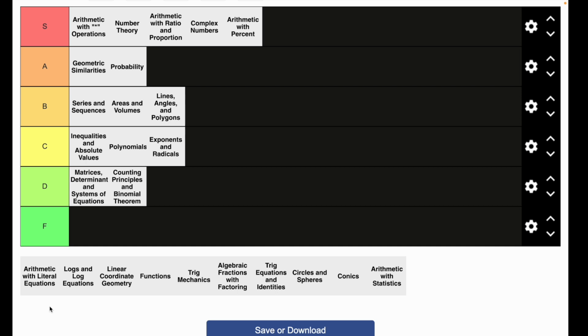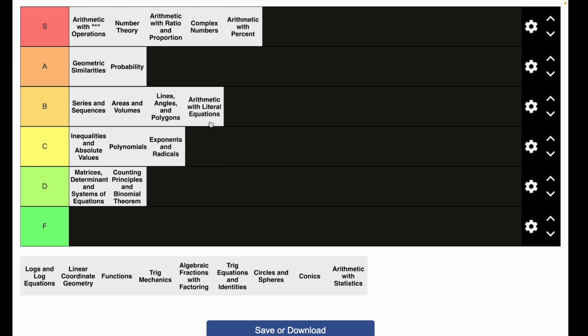So arithmetic with literal equations is the only arithmetic category I'm putting very low, and it's not even super low because it's still arithmetic, but I wouldn't say it's super arithmetic. It definitely has a good amount of algebra in it. I really think it should be algebra with literal equations, but it's solving equations just like you normally would, but pretty much everything in there is a letter. So, for example, ax plus b equals c, solve for a.